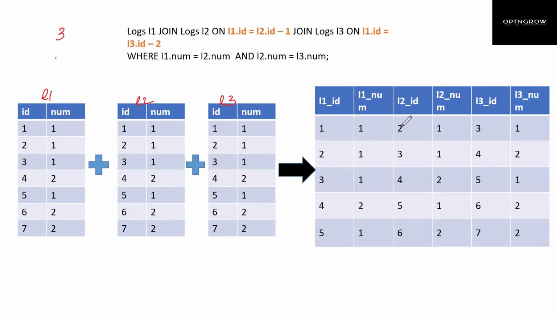So how are we joining? If you see over here, this is a join table. So this row is joined with this row, and this row is then joined with this row. So you can see over here, this is coming from L1, this is coming from L2, and this is coming from L3. And then once we have the join table, we are applying the filter. How are we applying the filter? So basically we want to see if this number is equal to this number is equal to this number. If these three numbers are equal, then we are going to return this.